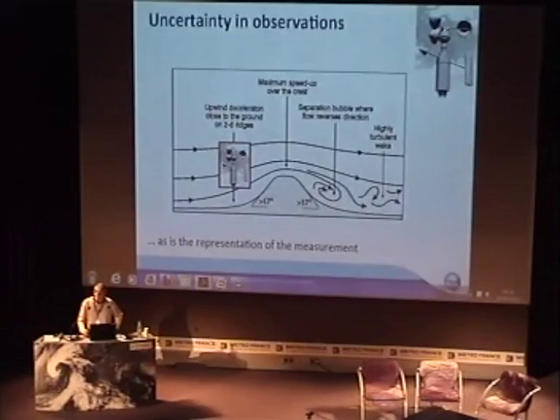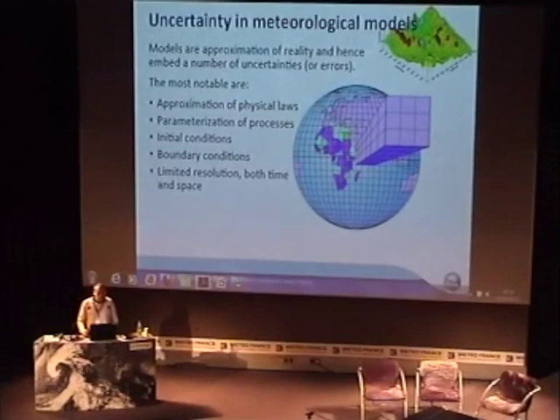So you really need to be aware of this representativeness error, which happens all the time in meteorology because setting up instruments is not cheap and easy. So you make use of the sparse network you have, depending on what type of instruments, and try to extrapolate that information to places that are not really represented by that instrument. So we move to the uncertainty in meteorological models.